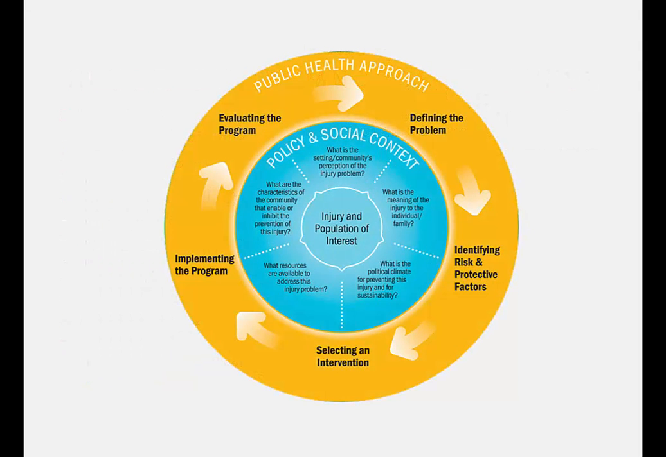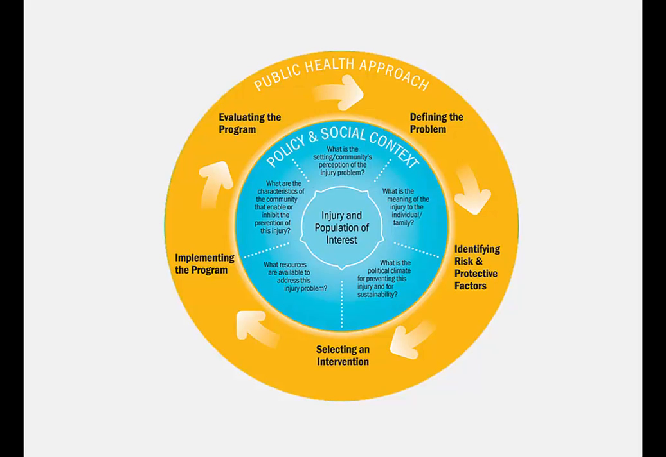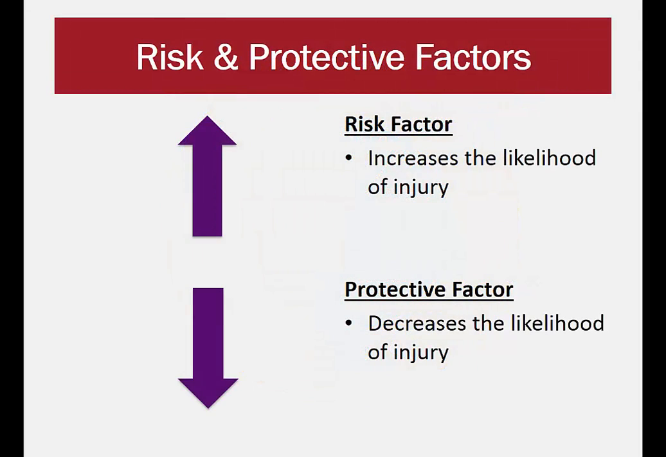The public health approach includes 5 functional steps: surveillance, research on risk and protective factors, research on interventions, program and policy implementation, and evaluation and monitoring. All of the steps of the public health approach are necessary in order to successfully prevent injuries over time. This module will focus on the second stage of the public health approach, synthesizing the evidence of the risk and protective factors for injury. So what exactly are risk and protective factors?